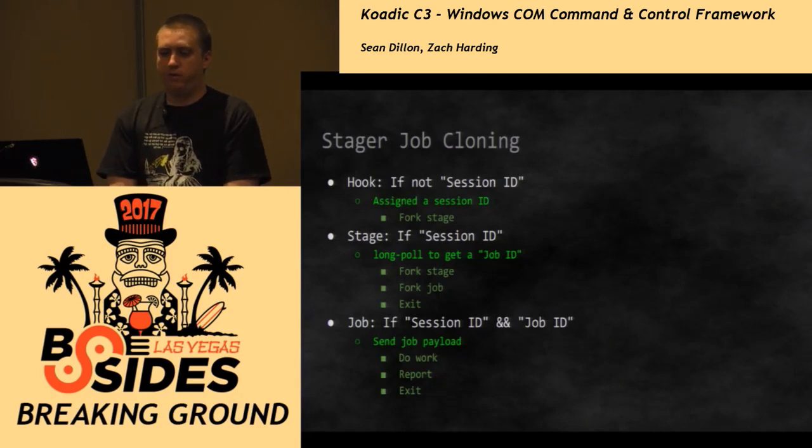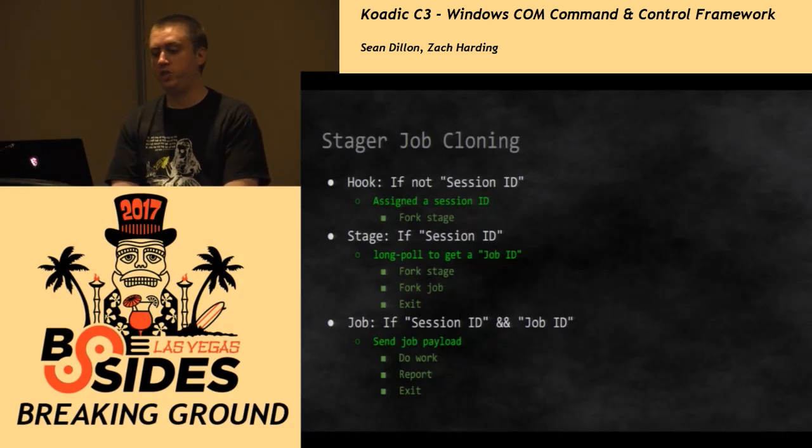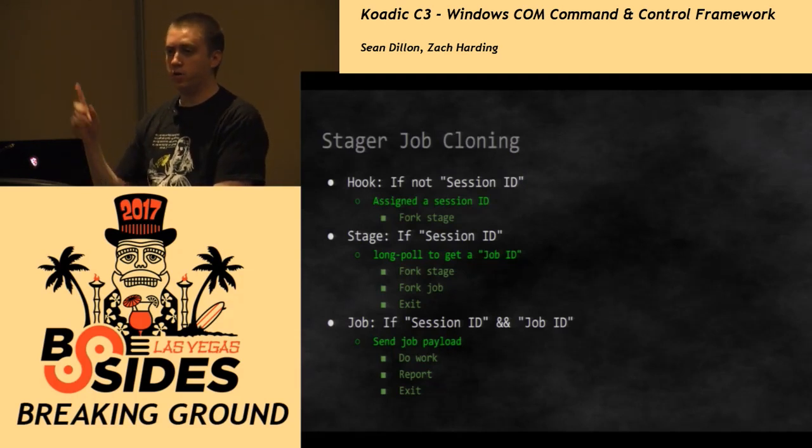So this is kind of the way that we fork. The first time you call home, you don't have a session ID attached to your URL. So we assign a session ID, and then we fork to a special job called stage. And so then if you call home to the server with a session ID, but no job ID, you're in the stage part. So now you're long polling to get a job. It's when you want to run something.